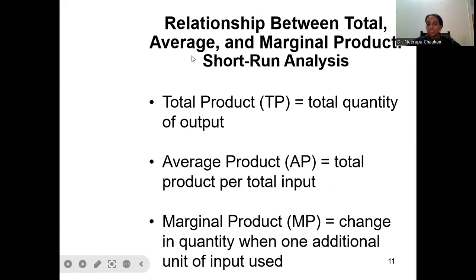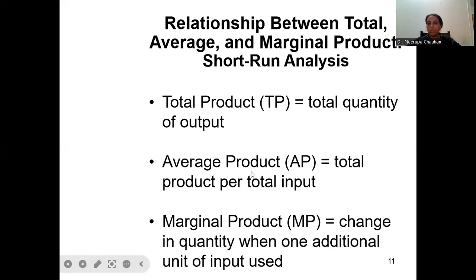So, what is the relationship between total, average and marginal product for the short run analysis? Total product is equal to total quantity of output. Average product is equal to total product per total input. And marginal product is the change in quantity when one additional unit of input is used.